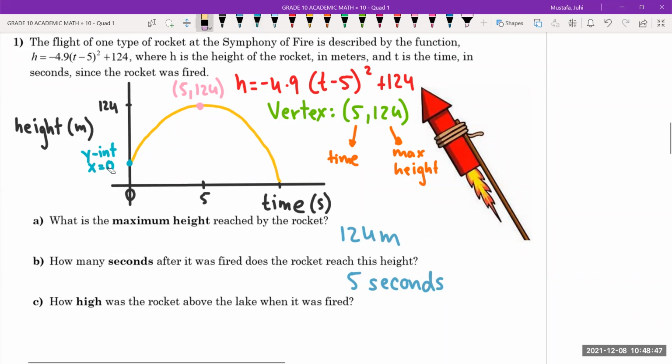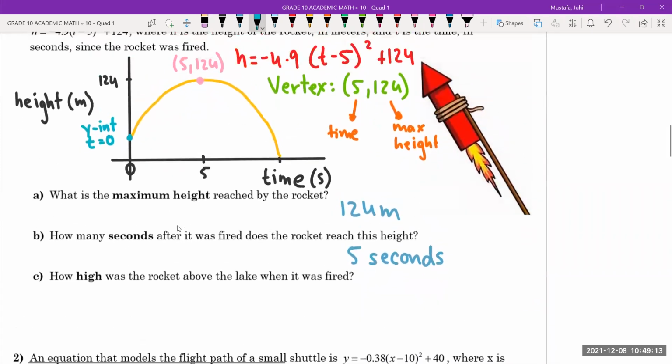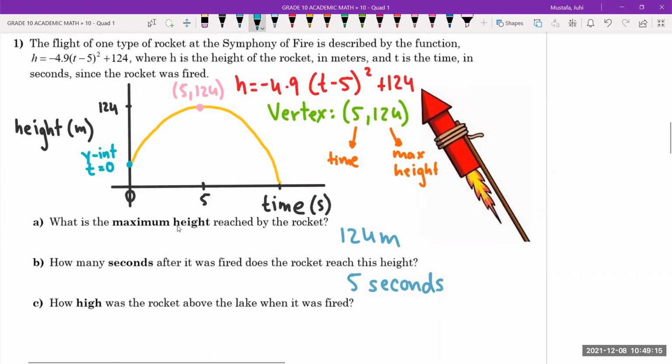In this question, we don't actually have an x in the equation. We have a letter t. So I'm going to let t equal to 0, and I'm going to solve. And this is the third type of question I'm going to ask you. I'm basically telling you what's on the test. I'm definitely going to ask you how high above the whatever it was fired. That's going to be the y-intercept. You're going to let whatever your x letter is be equal to 0, and then you're going to solve. Yeah, you're looking for the height by letting t equal to 0.